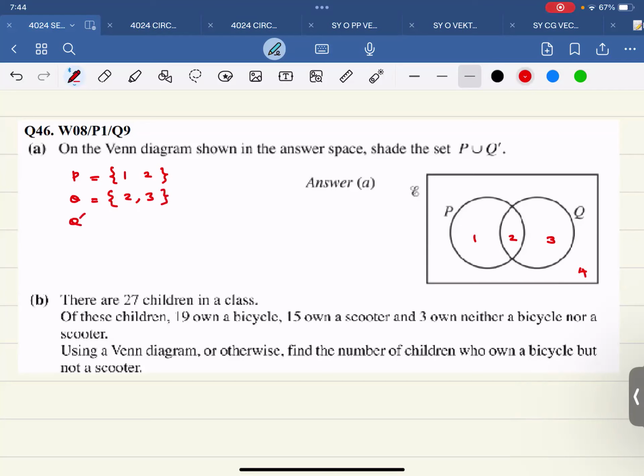And Q complement is what? Q complement is 1 and 4. So this is 1, 4 over here. Now I have to unionize P union Q complement. So this is P, this is Q complement. We are unionizing. We have 1, that's common. We have 2, we have 4. So just shade that region. We have 1 and we have 2. And we also have this 4 on the outside. That is how the shading is done.